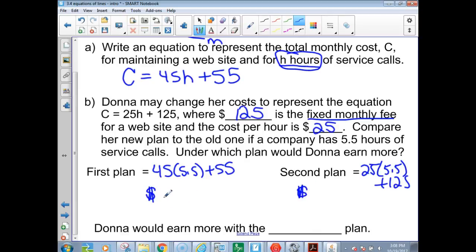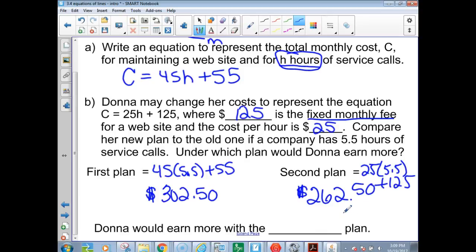Okay, so how much was the first plan charging for those 5.5 hours in service charge? What was it? 302.50. Okay, guys, do the money. Show me the money. All right, then do 25 times 5.5 plus 125. 262.50.